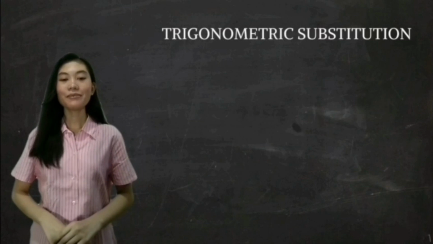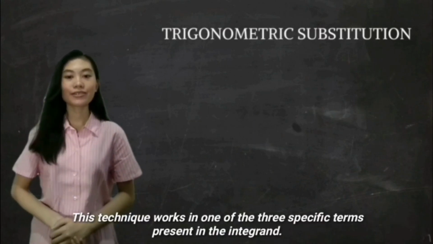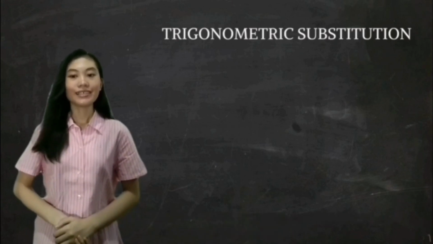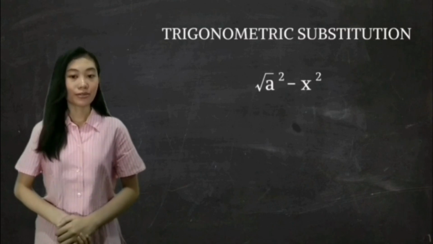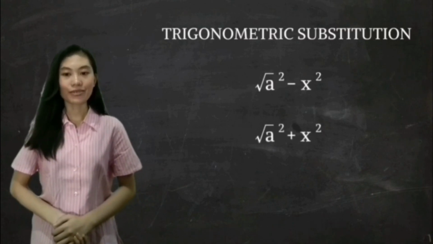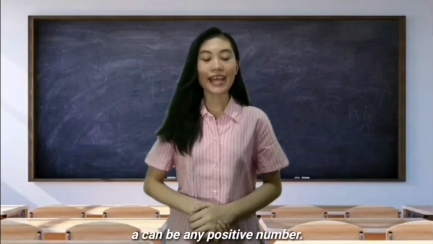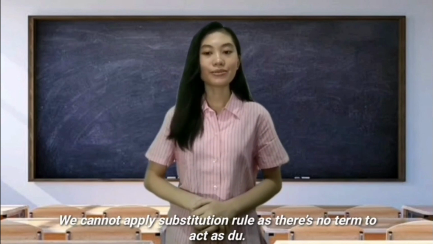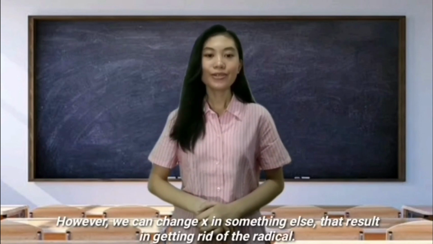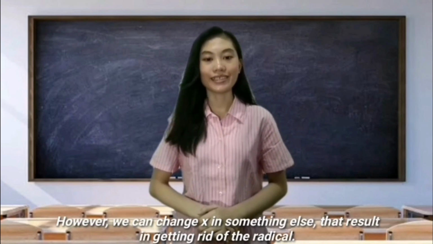Number 3. Trigonometric substitution. This technique works if one of three specific terms is present in the integral. These are square root of a squared minus x squared, square root of a squared plus x squared, or square root of x squared minus a squared. A can be any positive number. We cannot apply substitution rule as there's no term to act as du. However, we can change x into something else that results in getting rid of the radical.